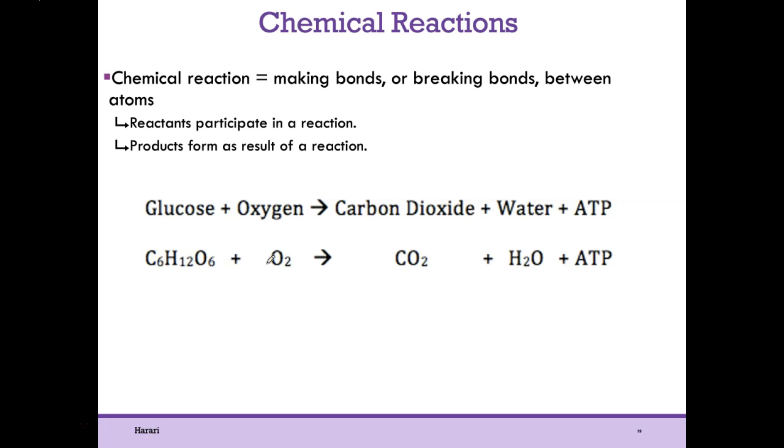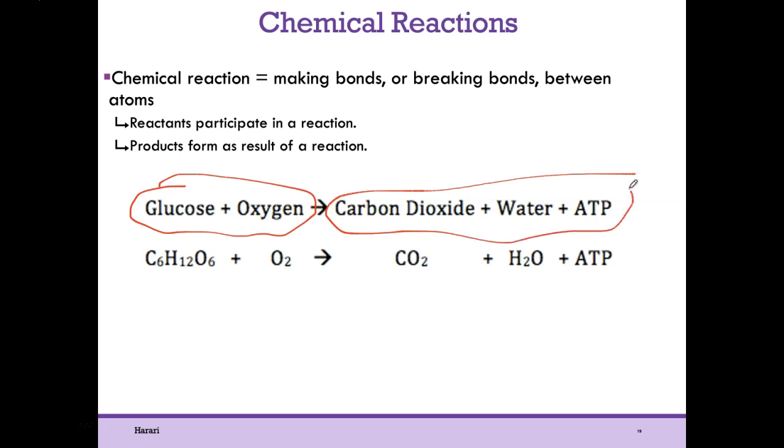The things that start in a reaction are called the reactants. So glucose and oxygen are the reactants in this reaction, and those form the products of carbon dioxide, water, and ATP. What reaction is this? Right? This is cellular respiration. This occurs in the mitochondria of eukaryotes. So glucose and oxygen are the starting materials, the reactants, and they form the products of carbon dioxide, water, and ATP.